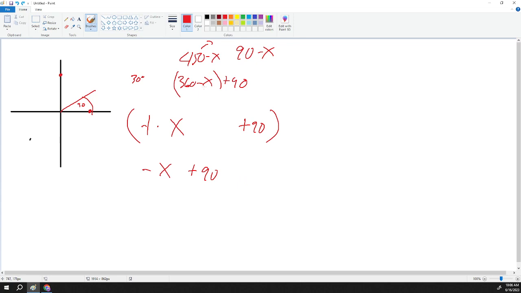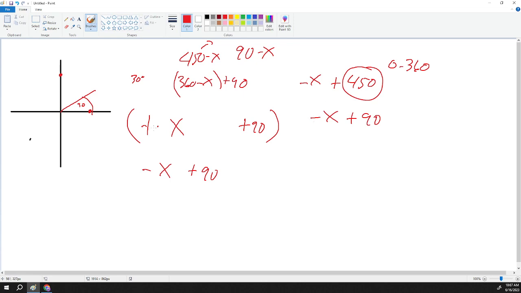Same thing here with 360 minus x plus 90. Technically, that would be negative x plus 450. And again, it's almost the same thing. You try to express this through 0 to 360. We get negative x plus 90. Same answer.